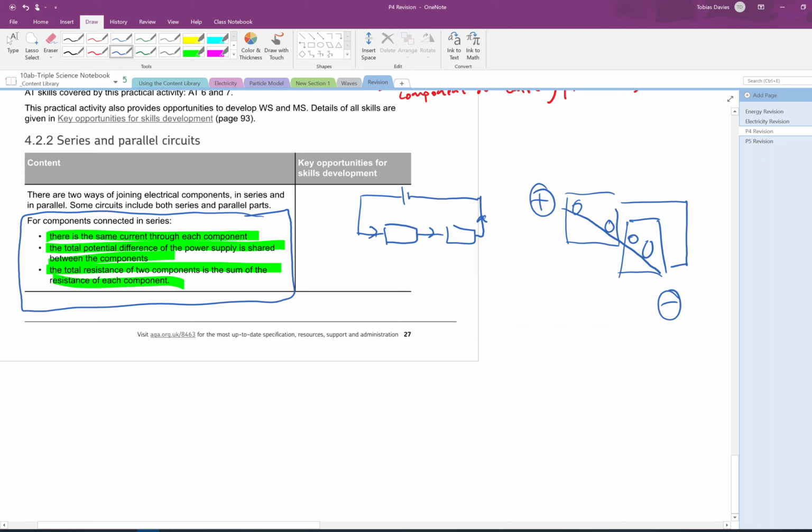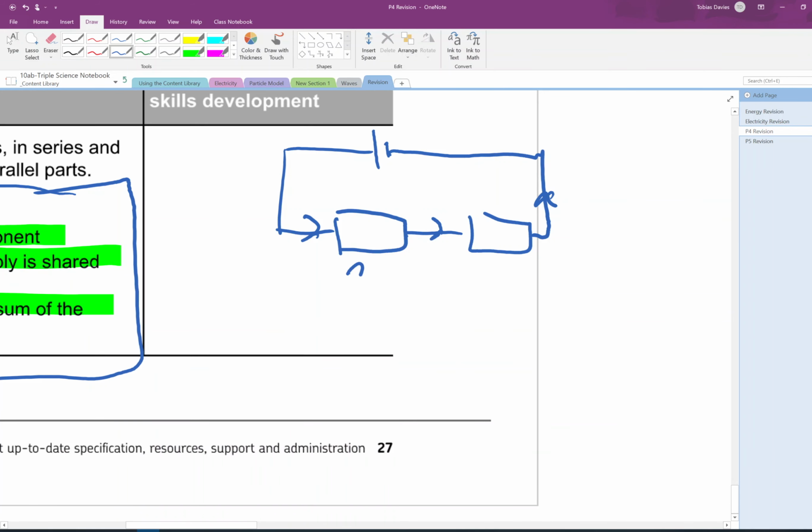Okay, but when you add extra resistors, if I say this is 2 ohms and this is 3 ohms, in series the total resistance is just going to be 5 ohms.